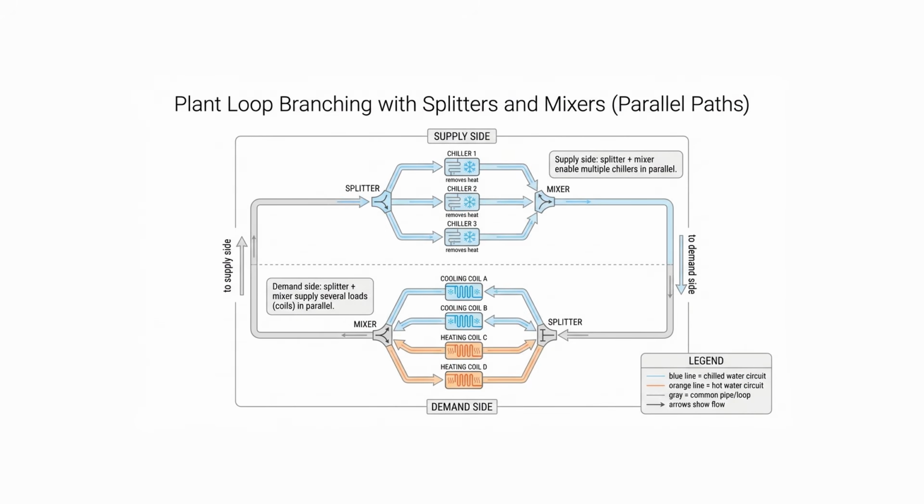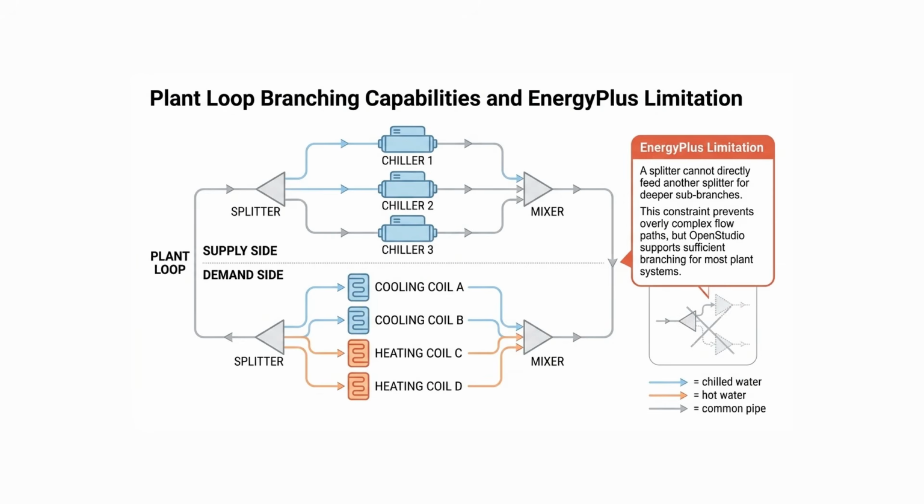Plant loops also support a limited form of branching. On the supply side, splitters and mixers can be paired to create parallel paths, for example, to operate multiple chillers in parallel. On the demand side, a similar splitter-and-mixer pair can be used to supply water to several loads, such as multiple heating or cooling coils connected in parallel. These branching configurations make it possible to represent many standard plant layouts.